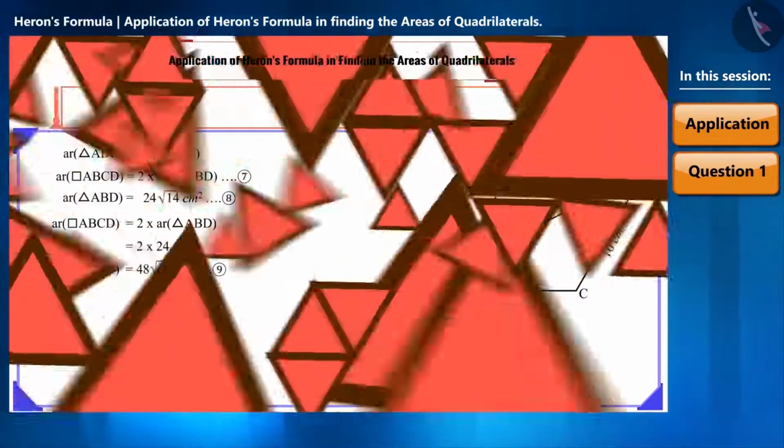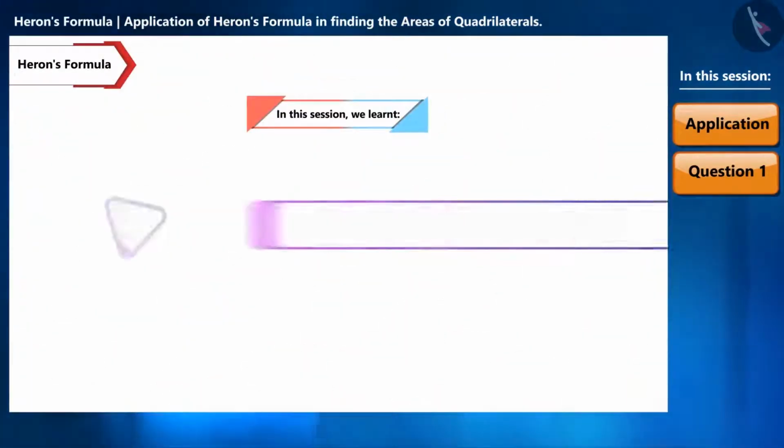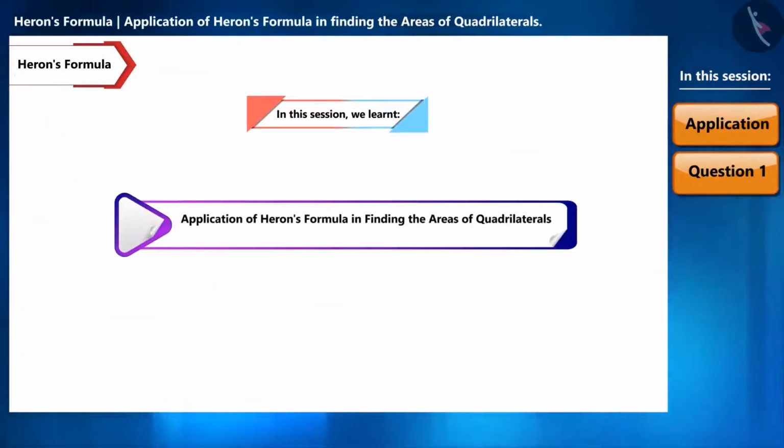Friends, that's all in this session. Today, we learned to find the areas of quadrilaterals by applying Heron's formula. In the next session, we will solve some more interesting questions related to this.